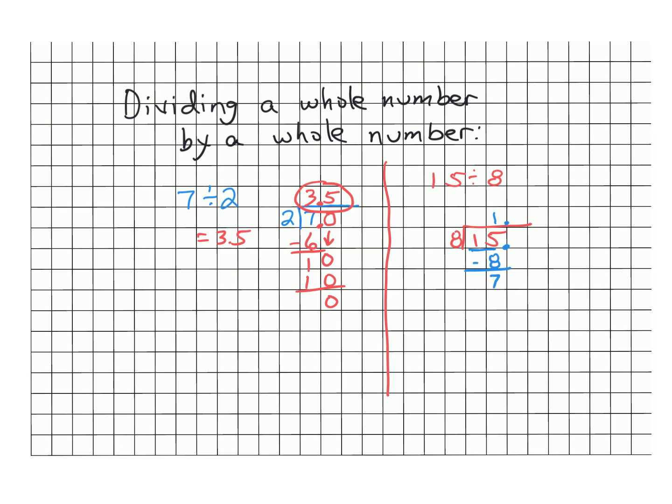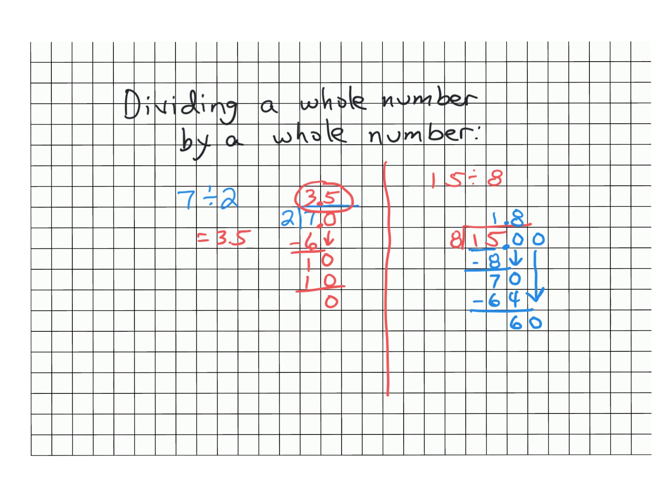I can't leave a remainder, so I'm going to add a 0 and bring it down. And then, how many sets of 8 are there in 70? Well, there are 8. 8 times 8 gives me 64. I'm going to subtract, I'm going to get a 6. Once again, I can't have a remainder, so now I even need to add another 0, and I need to bring it down.